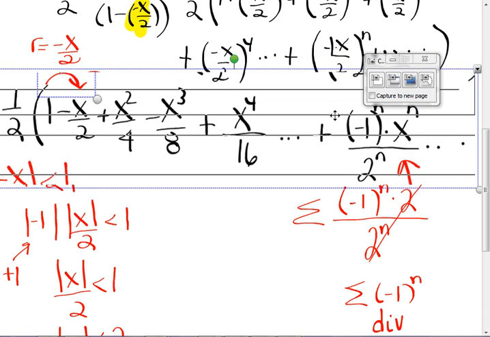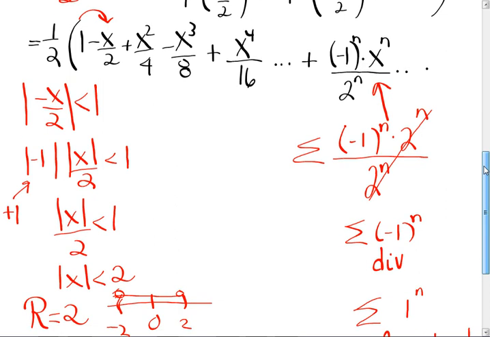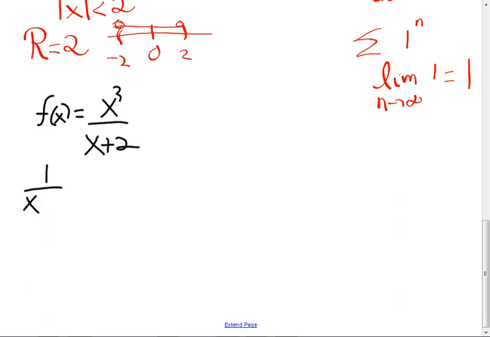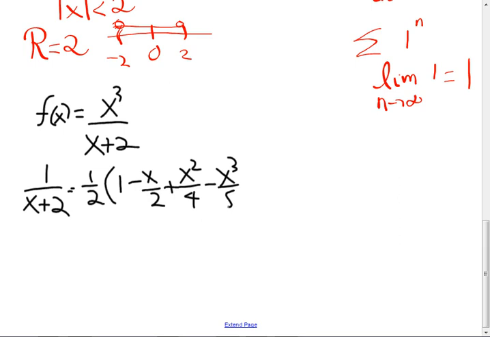You know what? Let's just work on the same page. Okay, I'll just rewrite the problem. It's no big deal. It says find a power series. These are all power series because they're sums of powers. Now remember, I just found out what this one was. Right? That was 1/2 times 1 minus x over 2 plus x squared over 4 minus x cubed over 8, etc.